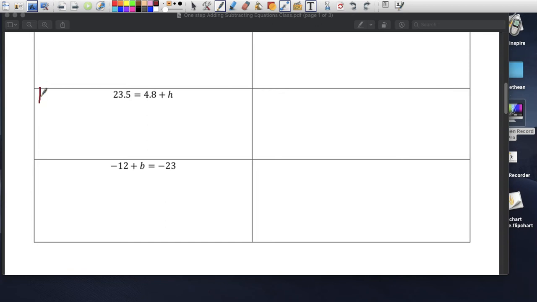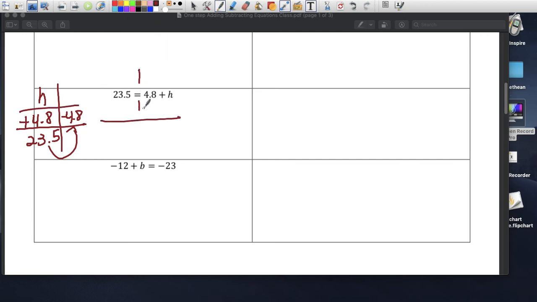Right? Here's my variable h plus 4.8 equals 23.5. Then going backwards, we're going to do minus 4.8. So in this equation, we need to subtract 4.8 from this side and 4.8 from that side. These two go bye-bye, the h comes down, and 23.5 minus 4.8 is 15.7. 12 minus 4 is, I have no idea, 12 minus 4 is 6, and 16. So h is 16.7.